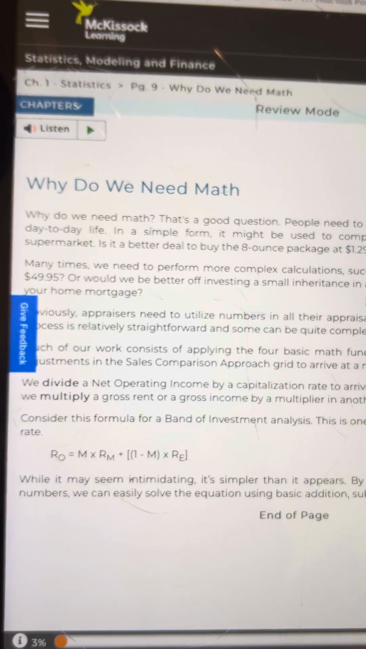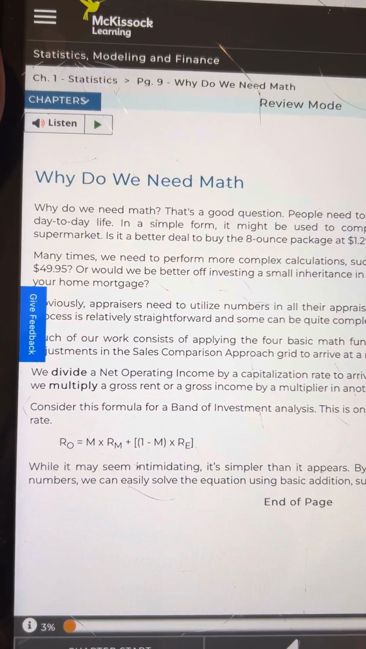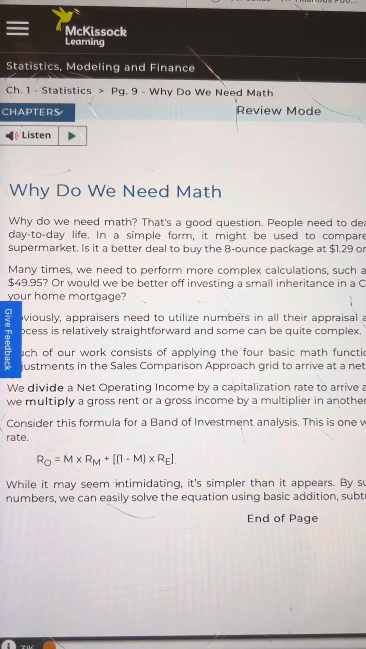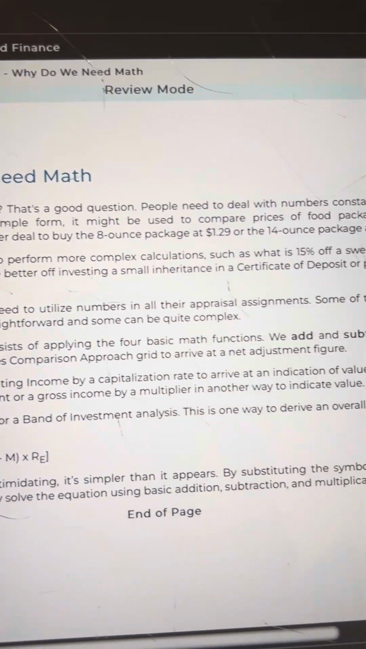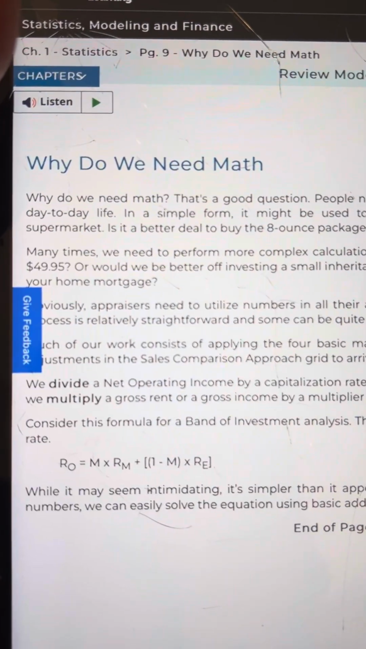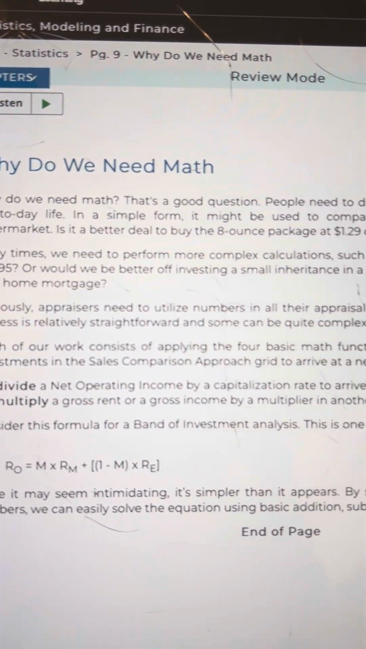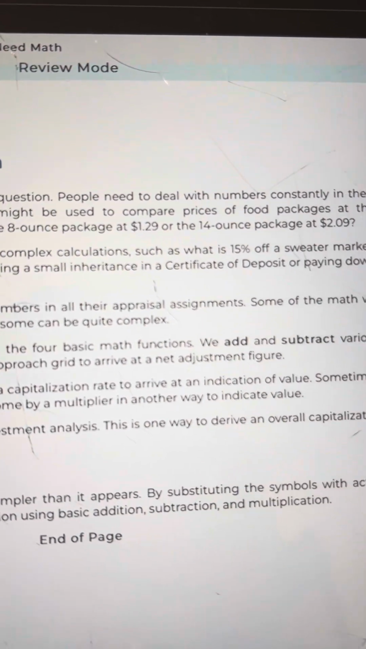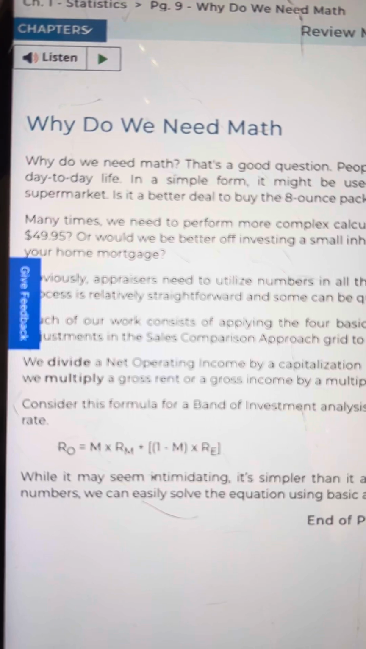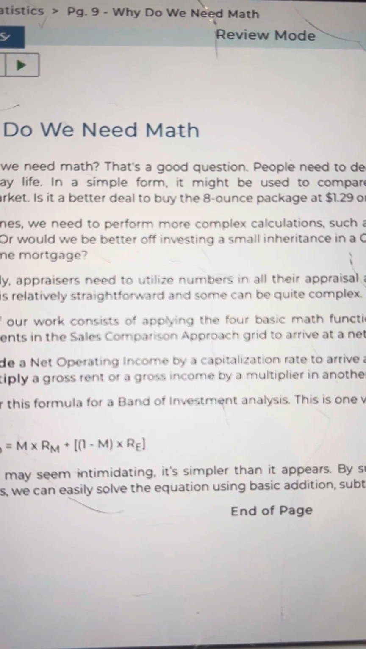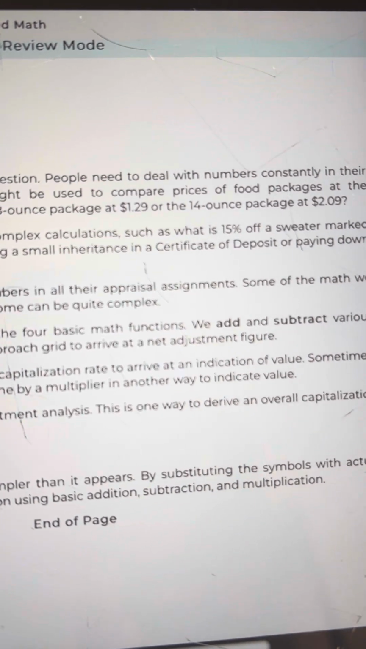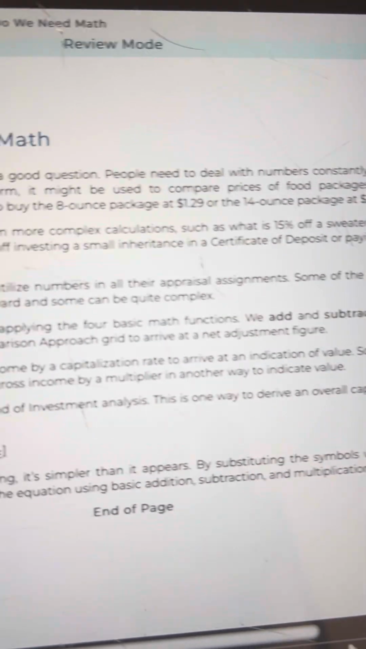Page 9. Why do we need math? That's a good question. People need to deal with numbers constantly in their day-to-day life. In a simple form, it might be used to compare prices of food packages at the supermarket. Is it a better deal to buy the 8-ounce package at $1.29 or the 14-ounce package at $2.09?